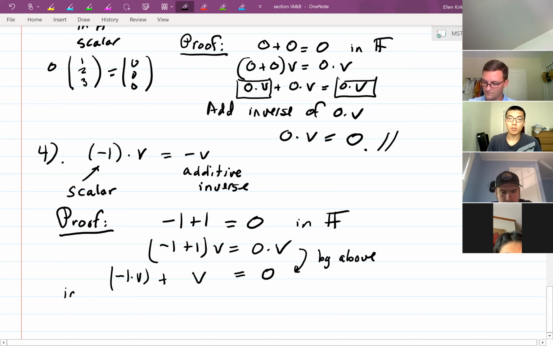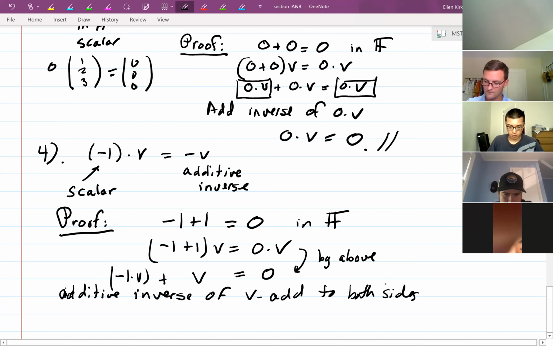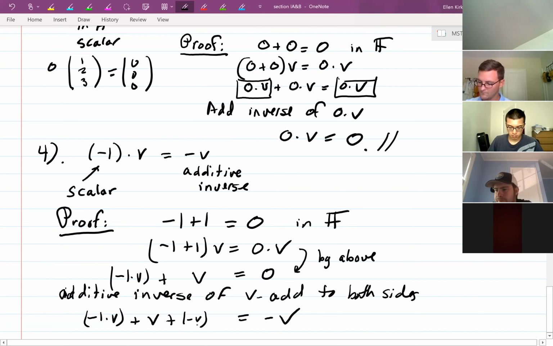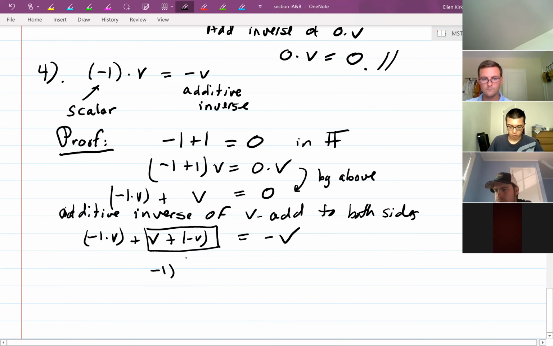I want to say that, well, we can, so I add it to both sides. Okay, so when I add it to the right-hand side, I just get the additive inverse. And when I add it to this side, maybe I'll write it out like this: -1 times V plus V plus the additive inverse. So this is 0. And so I just have minus 1 times V. That's this. This is 0, and so that's minus V.